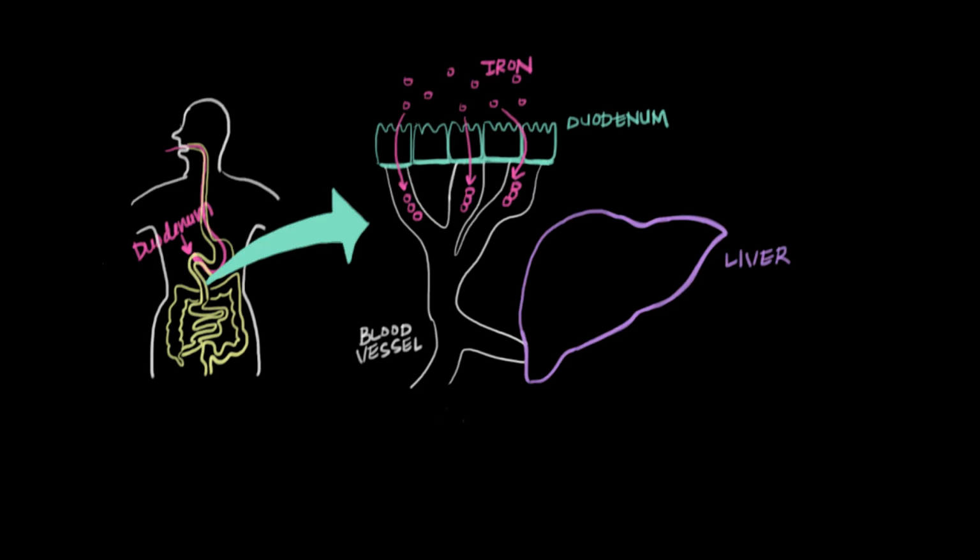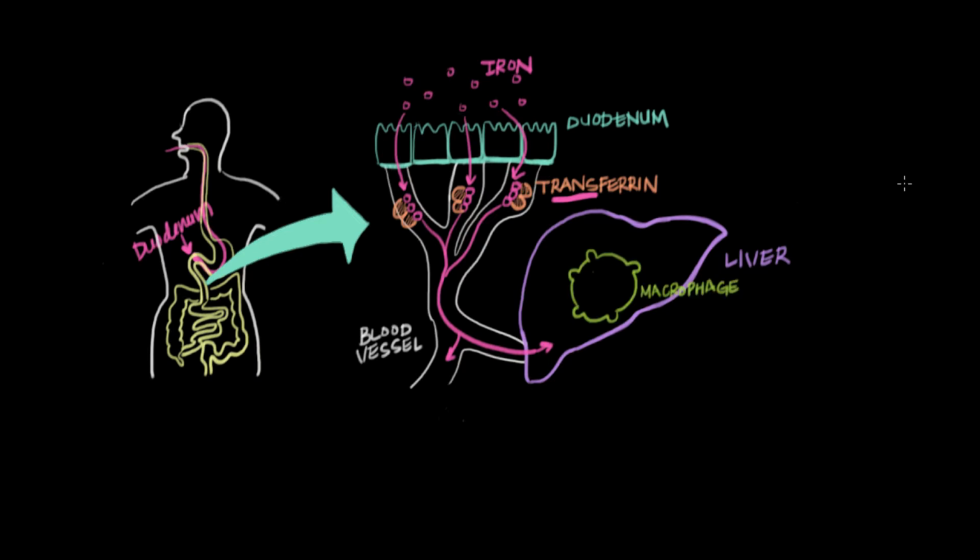But the iron doesn't float around in the bloodstream willy-nilly on its own. Instead, it's bound to this protein called transferrin. So transferrin transports the iron through the bloodstream, and it takes it to distant sites where it's needed. But most of the iron is actually transported to the liver, because the major site of iron storage in the body is the liver. The iron is brought into the liver, and it's stored in these cells called macrophages.